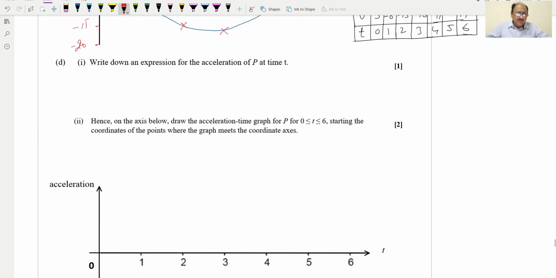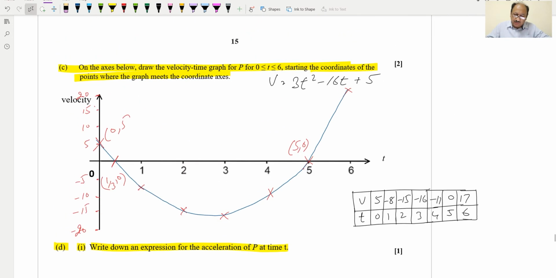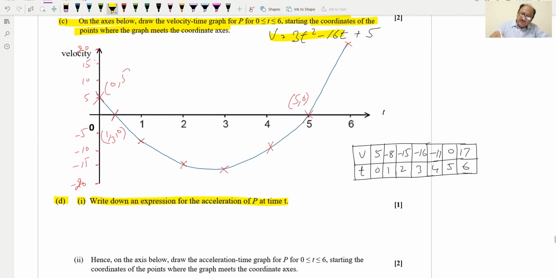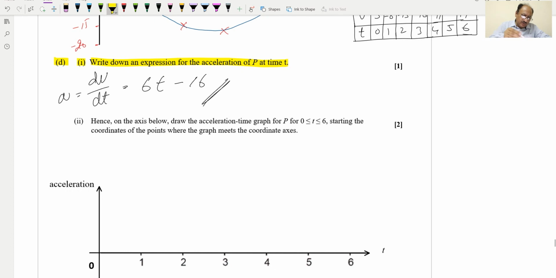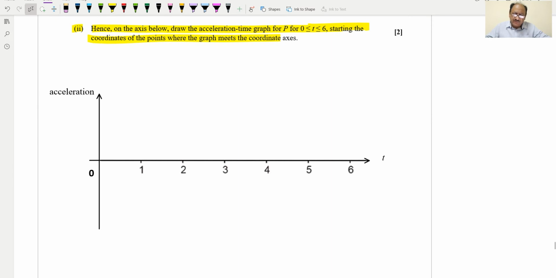Now for D part, they are saying for part 1, write down an expression for the acceleration of P. So for acceleration we will be taking the derivative of this velocity equation which is mentioned over here. So dv over dt will be equal to acceleration, and the derivative of this will be 6t minus 16. So this will be the expression, which is for 1 mark. And the second part, they're saying hence on the axis below draw the acceleration time graph for P from 0 to 6, stating coordinates of the points where the graph meets the coordinate axis.